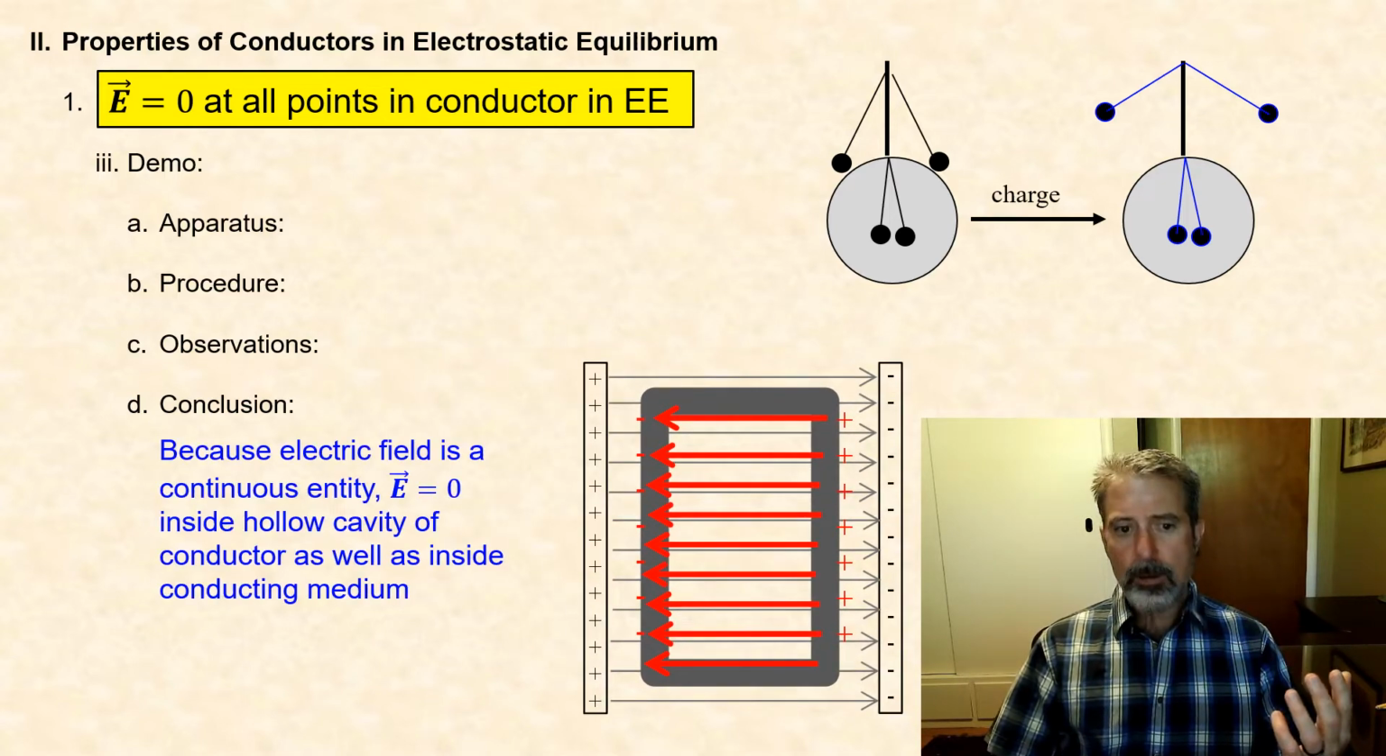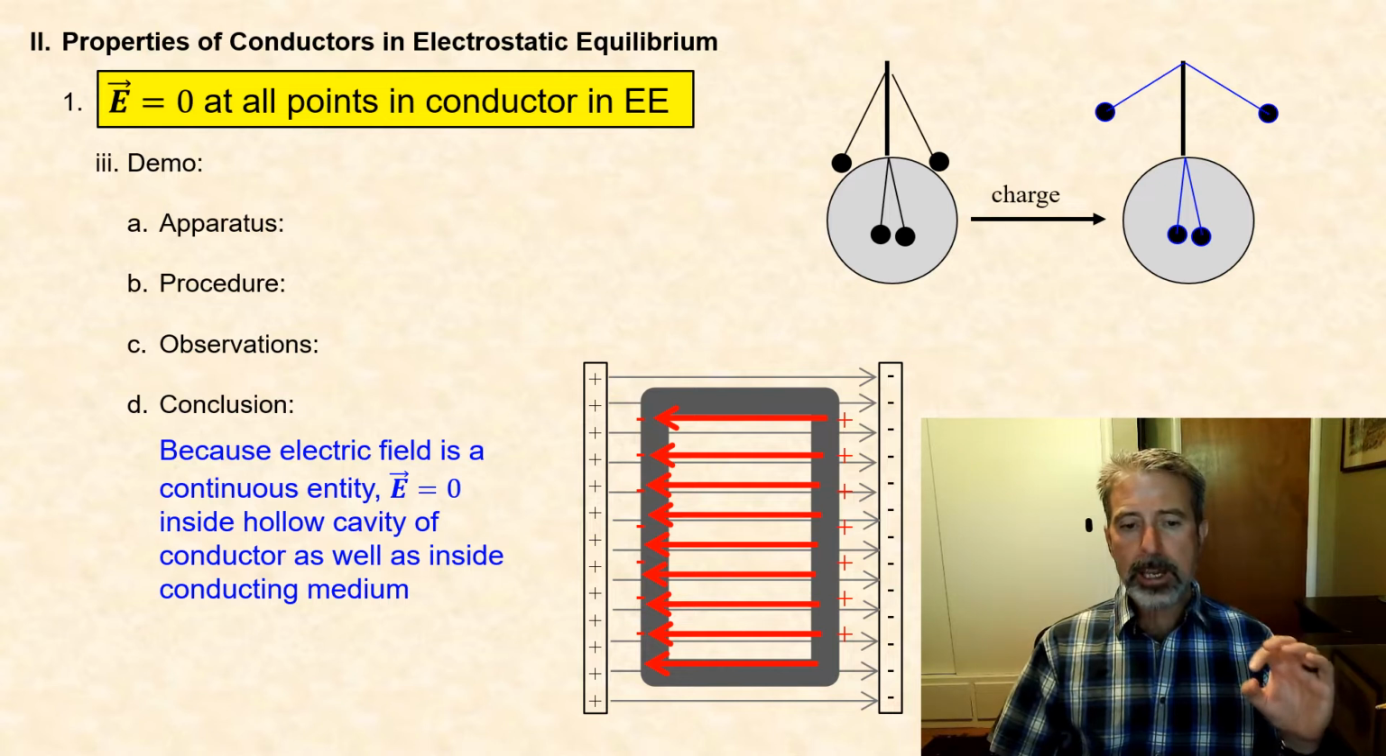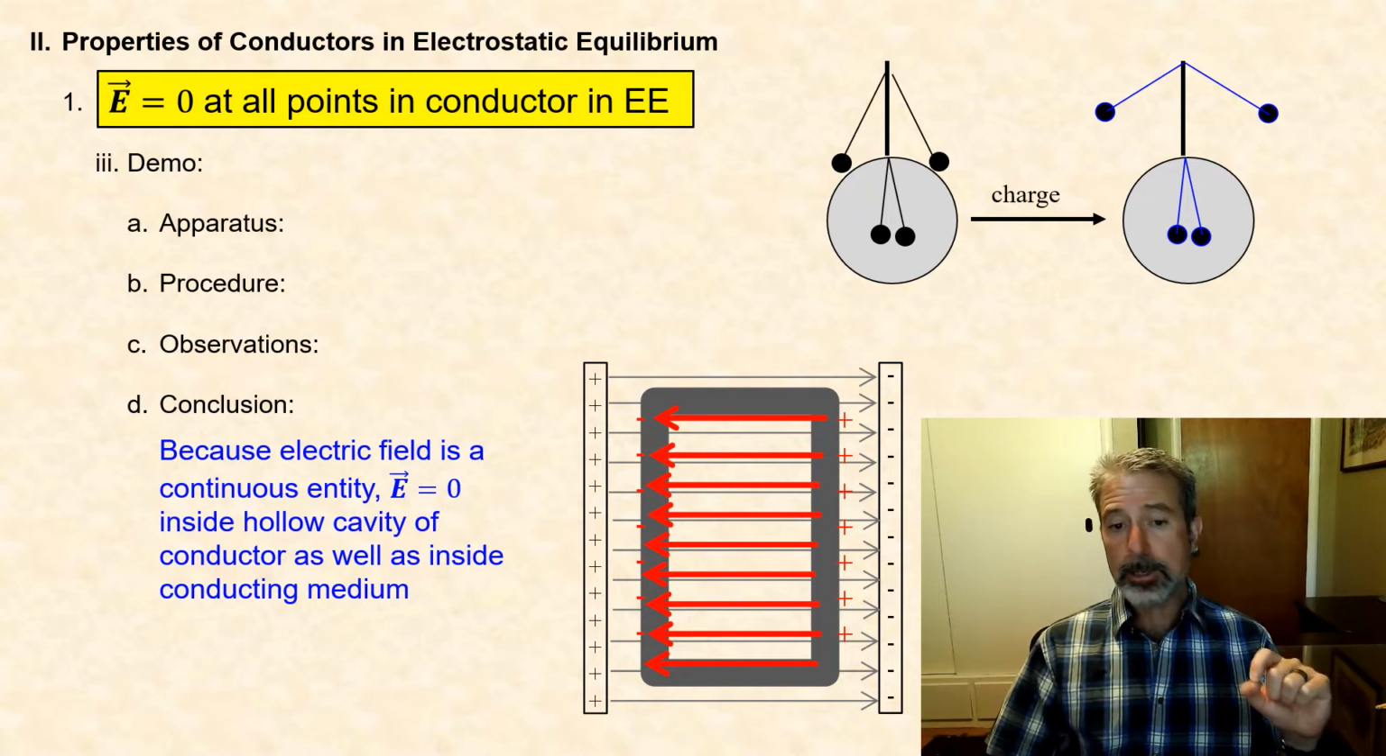And as we said on a previous slide, because the electric field is a continuous entity, the electric field must be zero inside the hollow cavity of the conductor, as well as inside the conducting medium itself. So the conducting medium, that's really the metallic material part. But we also see here that without any charges in the interior region of that hollow cavity, the electric field is zero there as well. And this is the basis for what we call electronic shielding, which we'll explore in a little bit greater detail in the next slide.